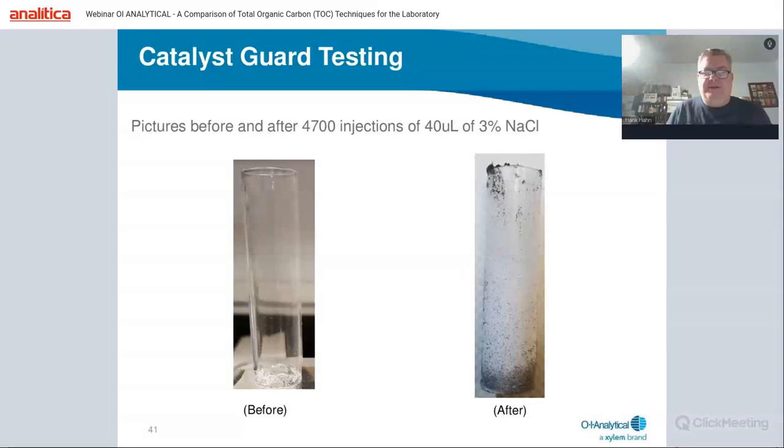Here are pictures of that. Before, there's your catalyst guard, and after 4,700 injections of 40 microliters of 3% salt, that is the result afterwards. So that took all the brunt of the acidification heat and helped maintain the life of the packing.